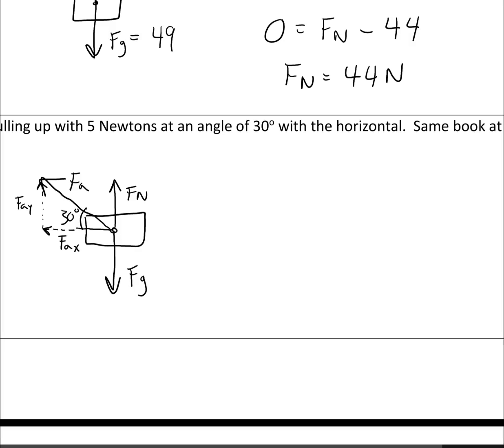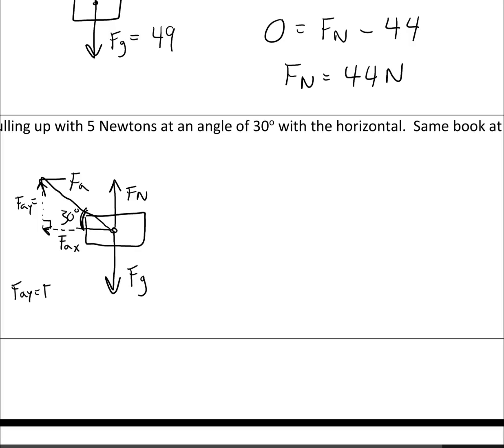Maybe if they asked what is the acceleration across the floor, we could find that and then use Newton's second law. But since we're just looking for the normal force, let's figure out what FAY is. Remember, this is just a right triangle. Here's your angle. Is FAY opposite, adjacent, or hypotenuse? That's right, it's opposite. How about FA? There's your hypotenuse. Opposite, hypotenuse. Let's use sine.